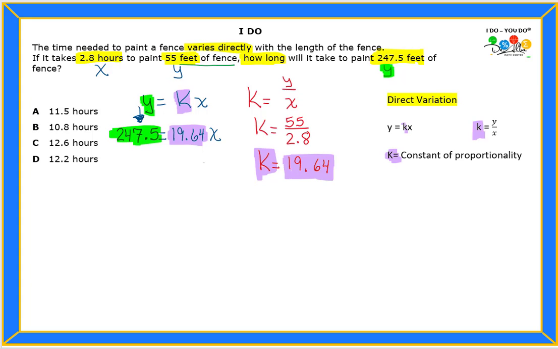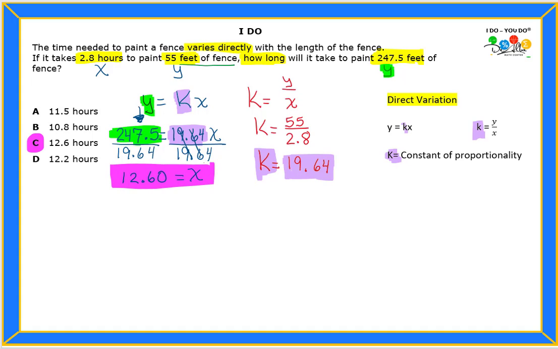So how do I leave X by itself? Well, this is just an equation, guys. So you're going to have to divide by 19.64. Whatever you do on one side, you do it to the other side. And this cancels, so it's equal to 1. Therefore, X will be equal to 12.16. Right? And notice how there's only one answer choice with that, right? So therefore, my answer for this is going to be letter C. Very good. This was my answer.